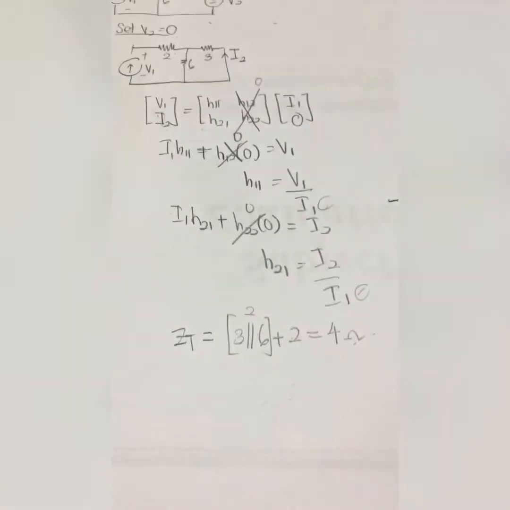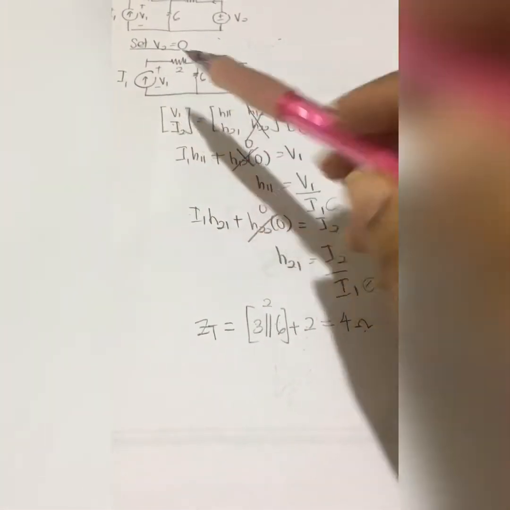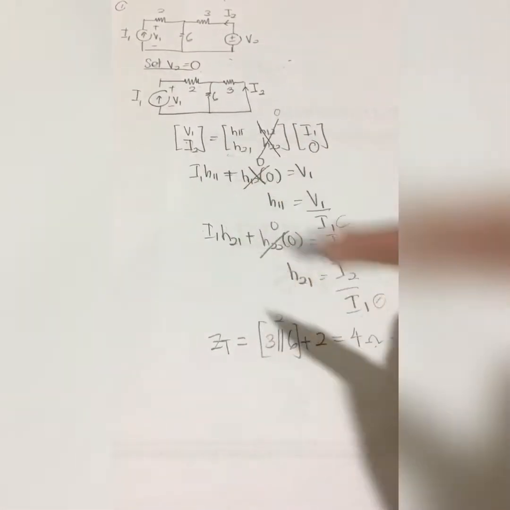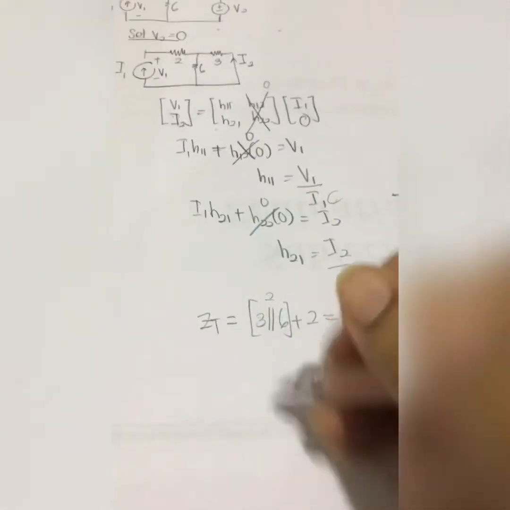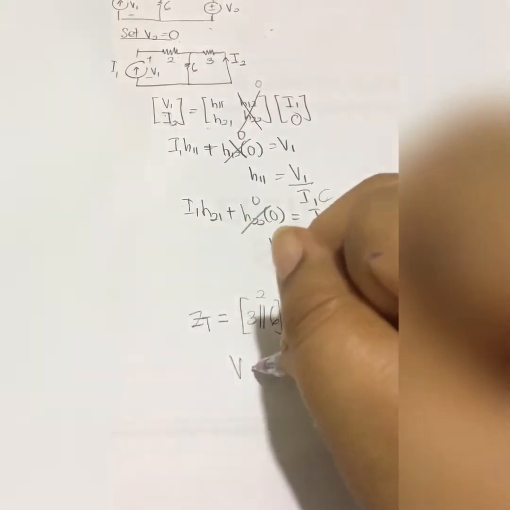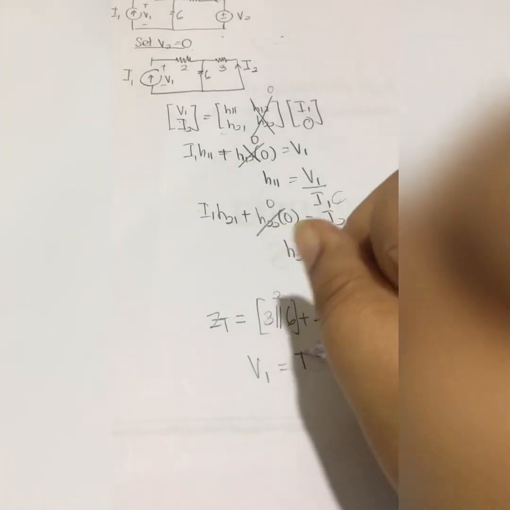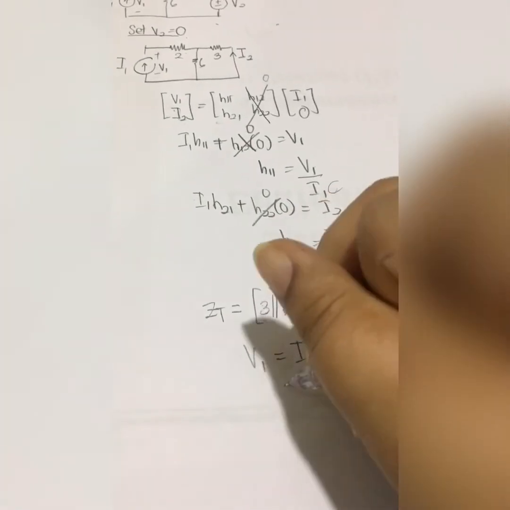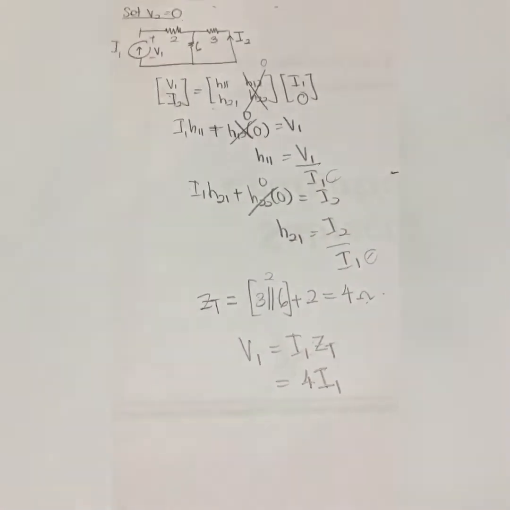So next, to calculate voltage V1, we have the total impedance and we have current I1. So according to Ohm's law, V1 is equal to I1 multiplied with Z total. So Z total will be 4 I1.